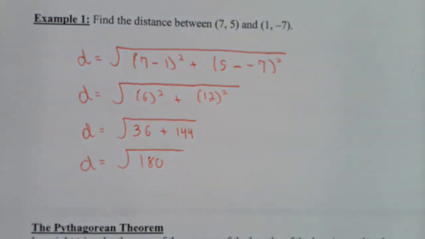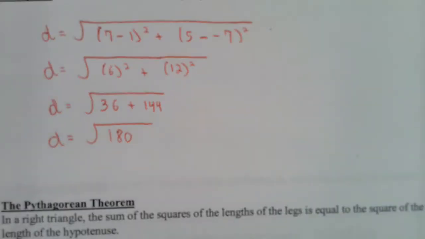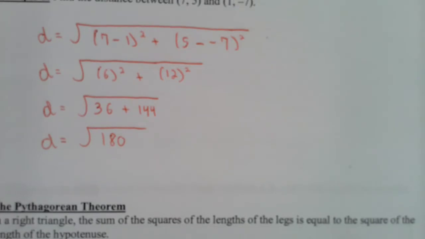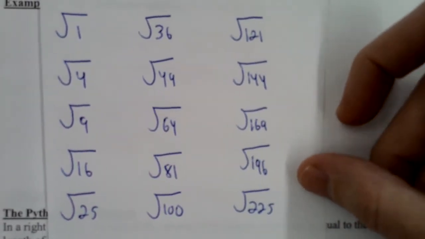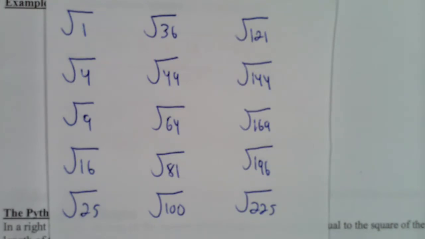Let me get my list of perfect square numbers out. All right, so we have to simplify the square root of 180, and this is my list of perfect square numbers. Which is the biggest number on this list that's a factor of 180? Pause the video if you need to and do it on your own. But the answer is going to be 36.